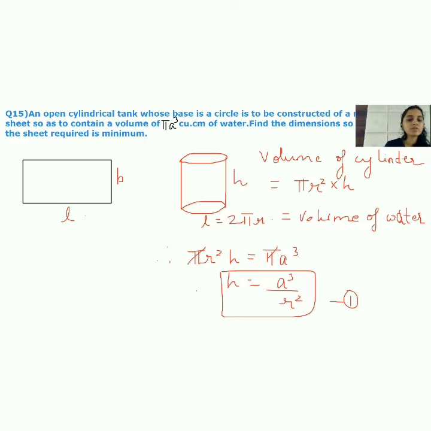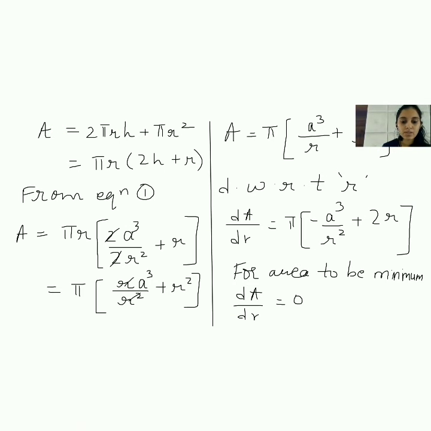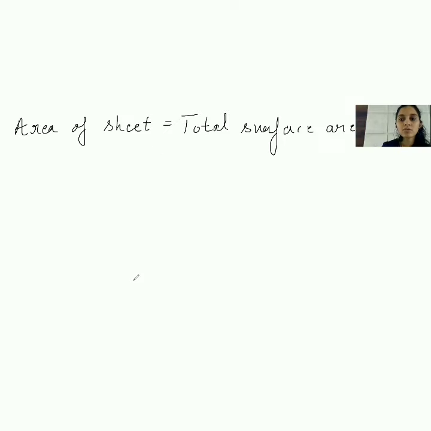So what is the area of the sheet given by? Area of sheet, in terms of the cylindrical area, will be the total surface area of the cylinder. What is the total surface area of cylinder now? Total surface area of cylinder. So it is base area, that is 2 pi r h.